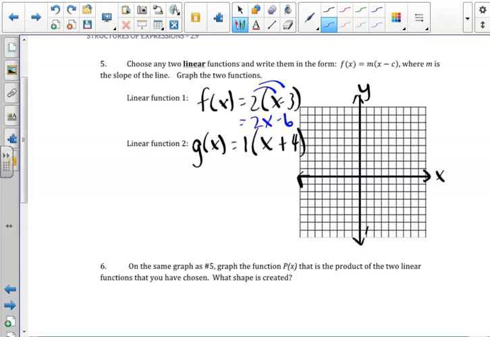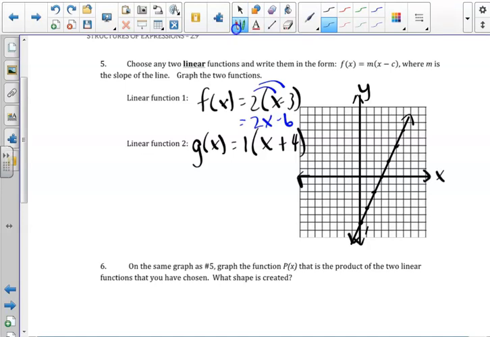So recall from Math 1 how to graph these. I did distribute the 2 to get 2x minus 6, and I'm going to graph that. So we plot the y-intercept first. I'm going to go to -6, and then I'm going to run to the right 1, rise 2, run to the right 1, rise 2, so that I can graph that line with the slope and the y-intercept. So that line will look like this.